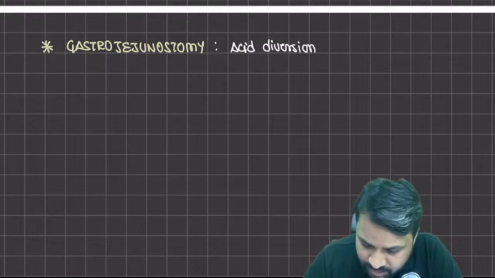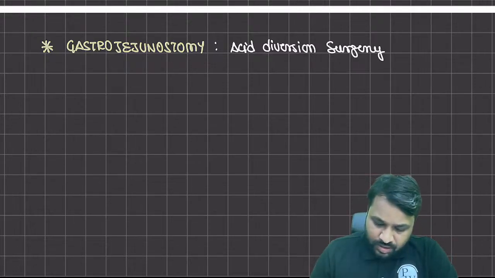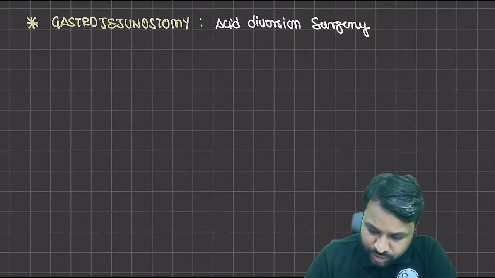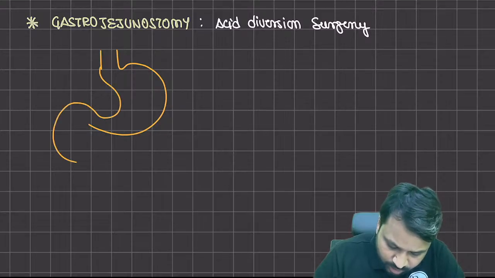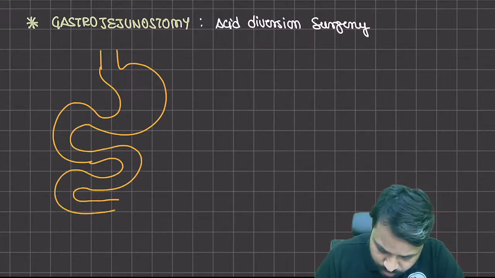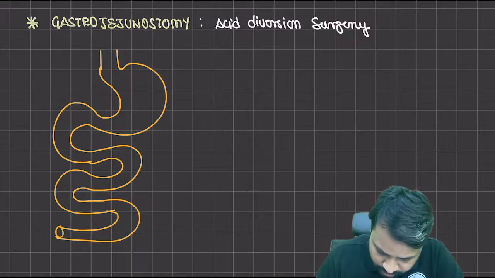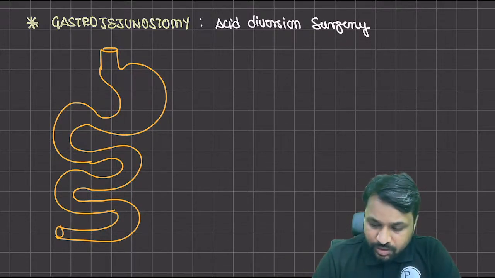Is it an acid diversion surgery? Now, what is this acid diversion surgery? Let's try to understand this as well. Take this as a representation of the stomach. This happens to be the duodenum. This happens to be the jejunum, and this continues into the ileum, and this is the terminal ileum. Okay? So we'll have a very clear-cut demarcation of what we are going to do.